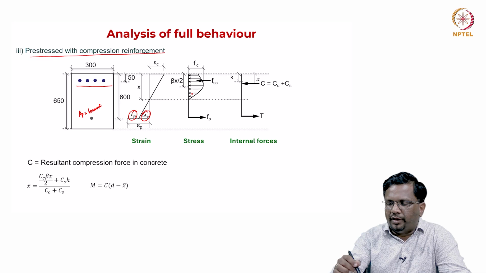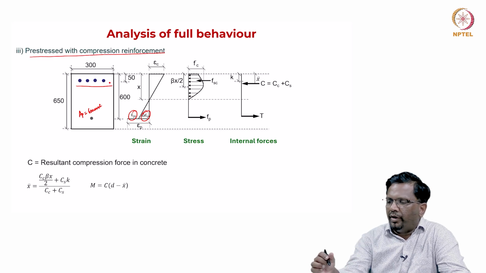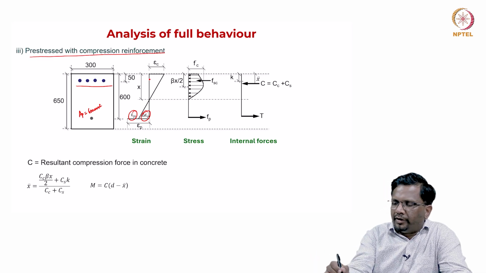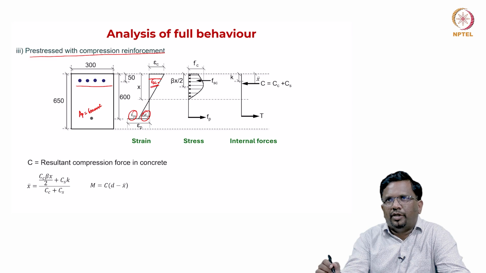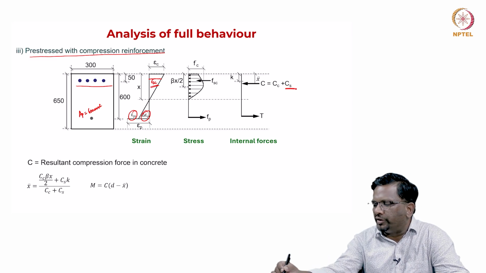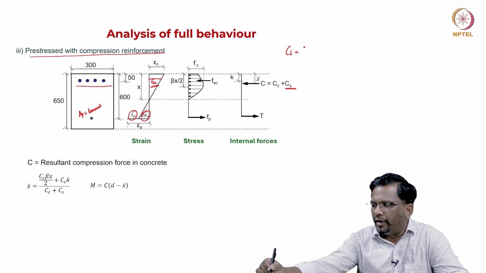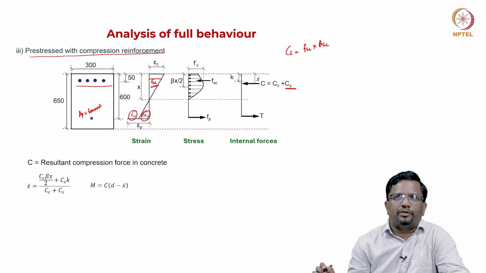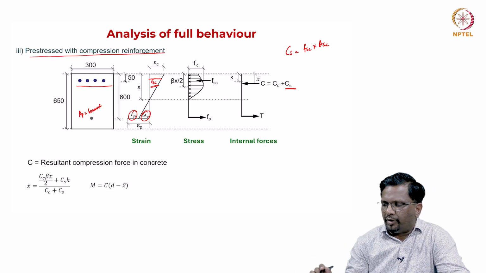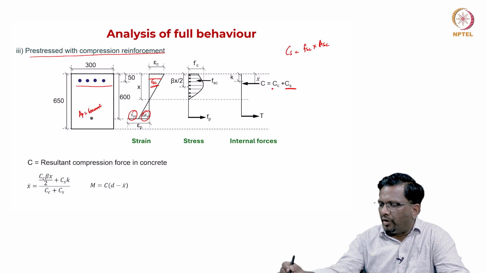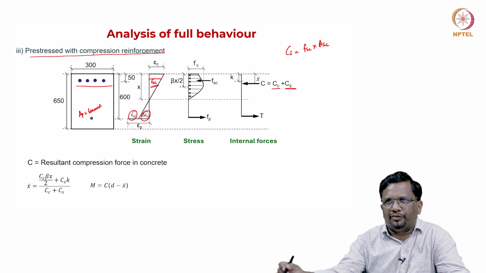Now, the only thing is in this location, based on the strain that you have here also, epsilon sc, the steel is also going to be in compression. So, the steel is also going to give me some resistance in compression. So, Cs is nothing but the stress in the steel in compression multiplied by the area of steel in compression, right. So, this is the X bar. Now, you have two things, concrete also provides compression force, steel is also going to give some internal compression force.